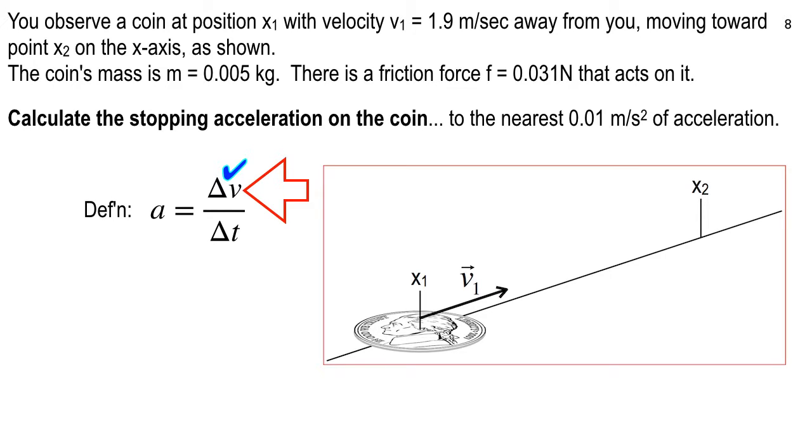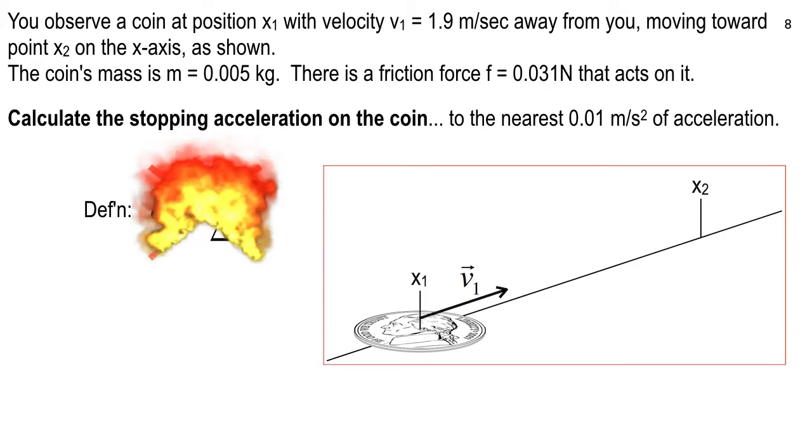But now down here, this is where we have a little bit of difficulty, delta t, because the way that I wrote this problem, I didn't give you any time information. There is a time interval, and you can calculate it, but you can't calculate it directly from the information given. It's a few more steps down the line. So the definition of acceleration is out. We're going to put a big X through that.